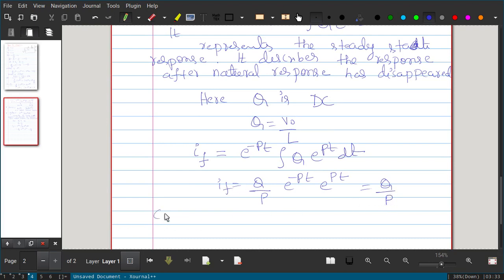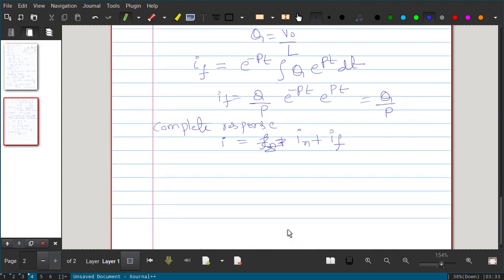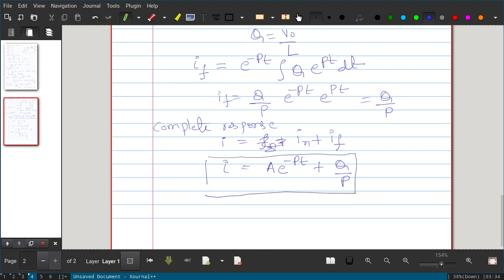So if you find the complete response, I equals In plus IF, where In belongs to the natural response, the inherent nature of the circuit, that is A into e power minus pt, plus IF, the forced response, that is Q by P. So this is the complete response. Here we have to find the constant A.